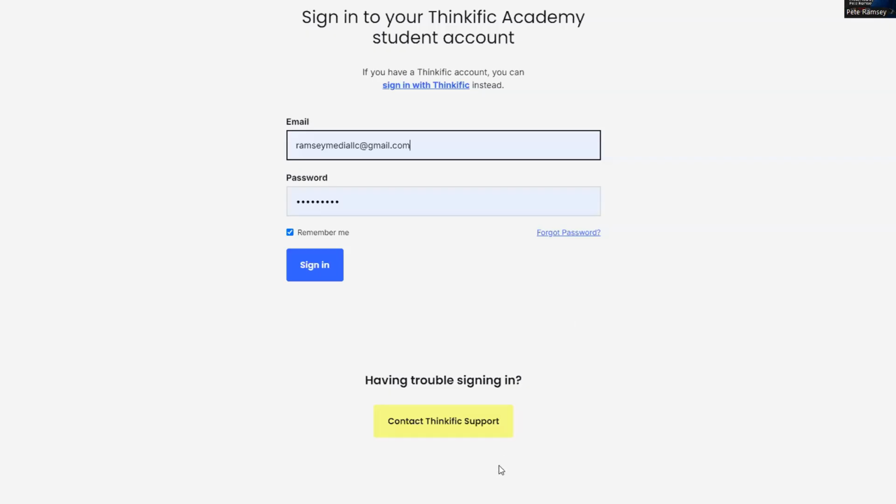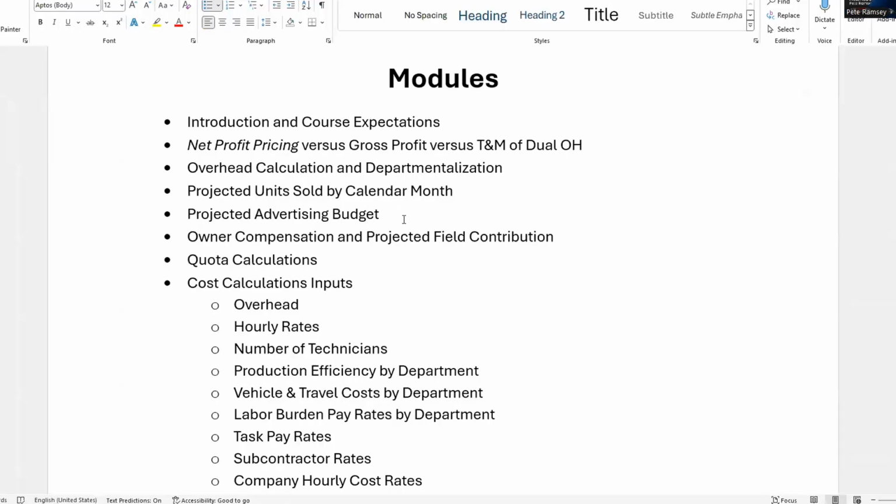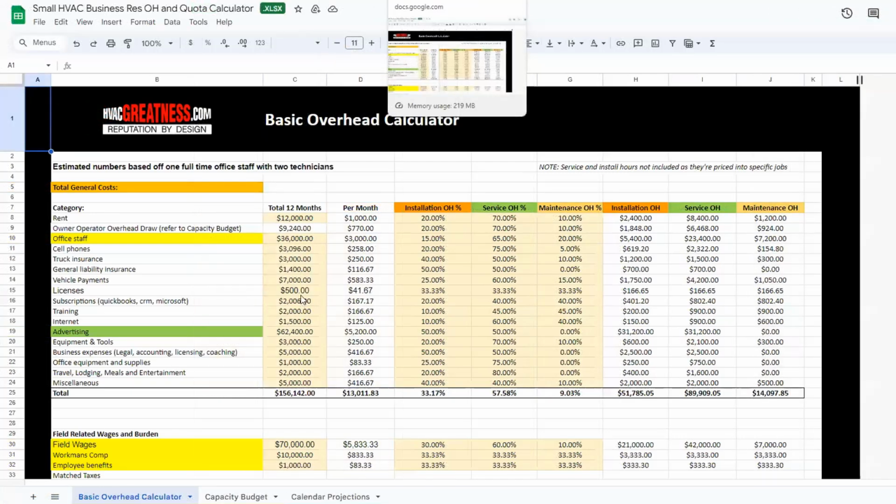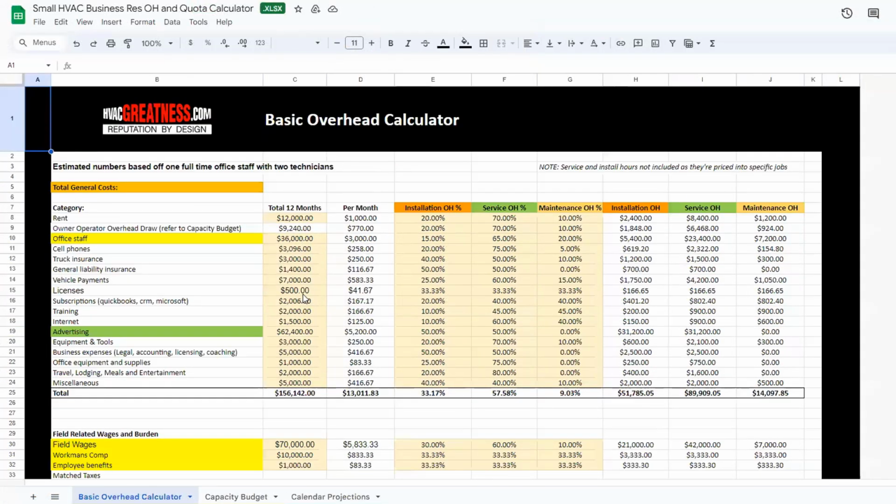And this is the thumbnail I'm going to put on this, so you guys should recognize this. But let's talk a little bit about the modules that we're going to be talking about in this. We're going to be explaining why you want to do net profit pricing versus the old gross profit or time and material or dual overhead. I'm going to break that down, and we're going to go into a number of tools that are going to help you do just that. This is one of the tools that I use.